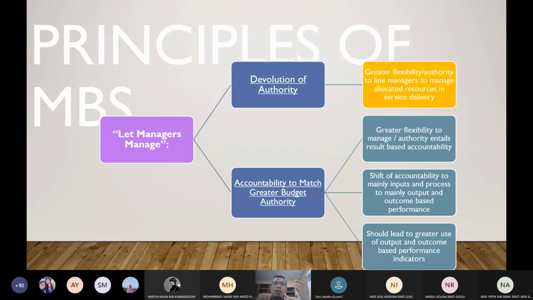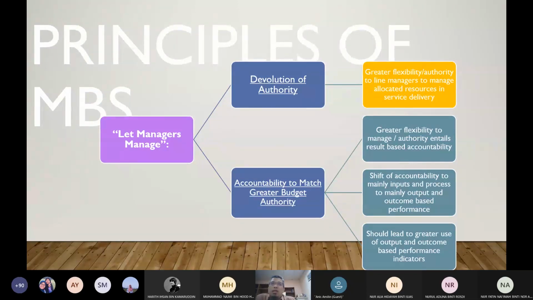So instead of saying, okay, we managed to fully utilize all our budget, now they will say our performance is good because we managed to reduce the number of road accidents by 10%. Okay, so that will be the way to express their performance. That is result-based.